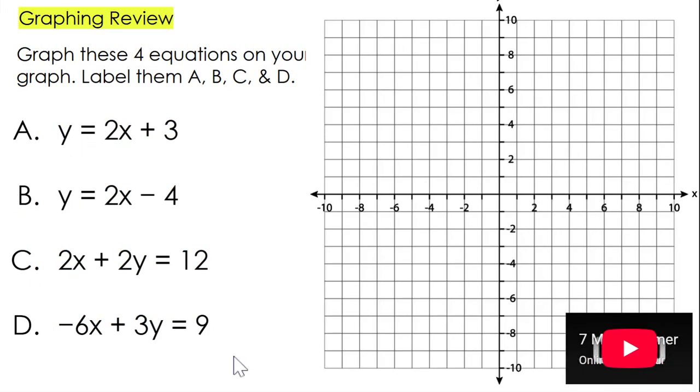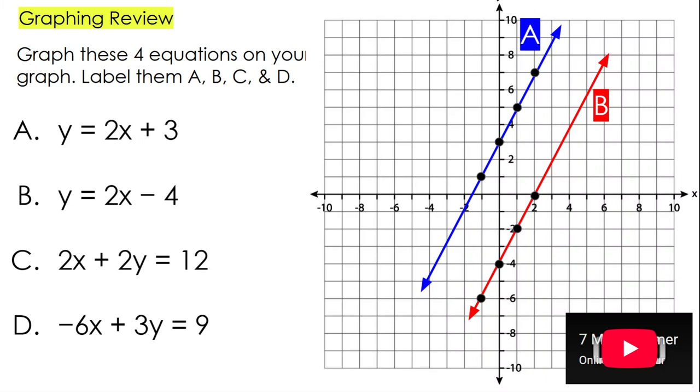Okay, so first one, remember you start at the y-intercept 3 and that slope is 2. So it's right 1 up 2, and you always want to do it until it fills up the graph. So there's line A. Okay, topic 2 skill. So here's line B, y-intercept at -4, same slope.